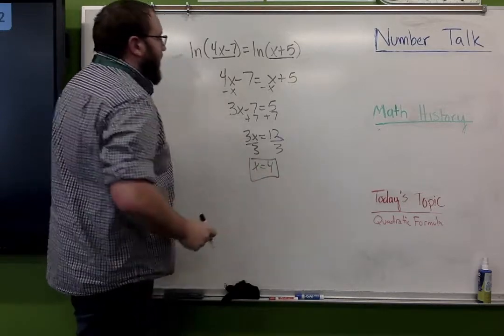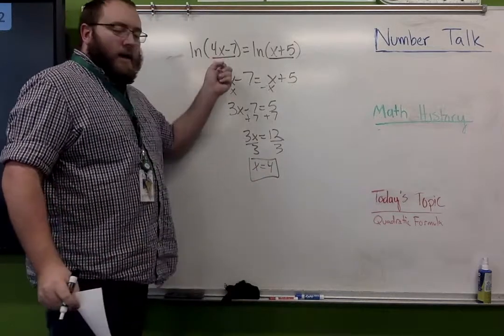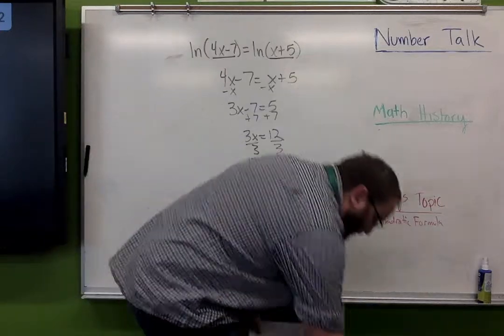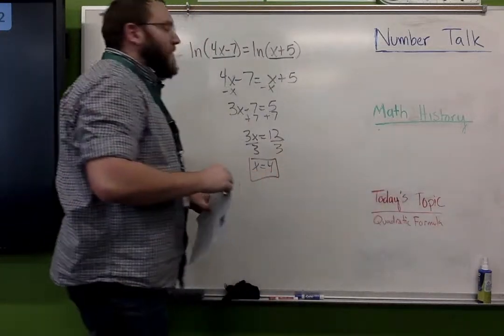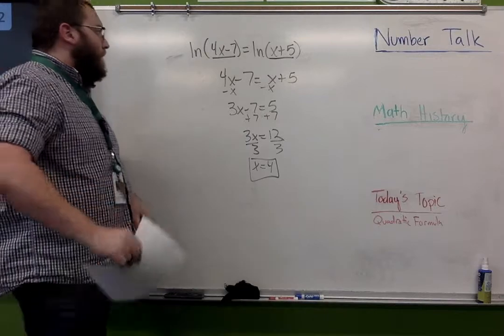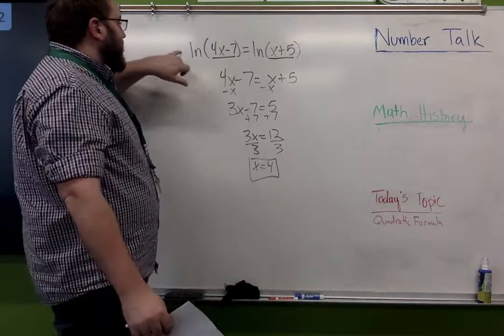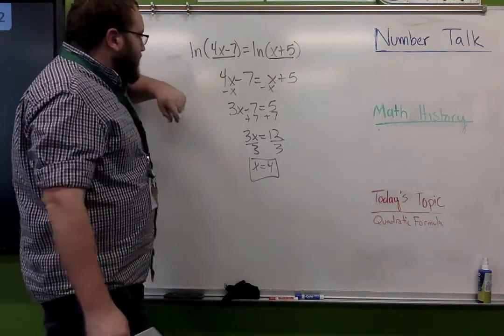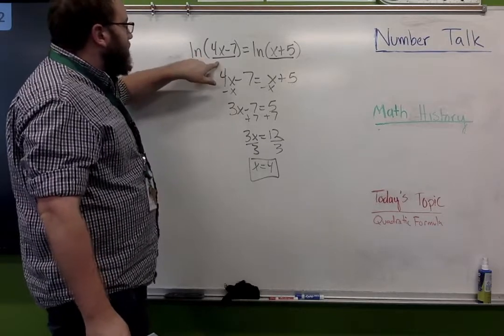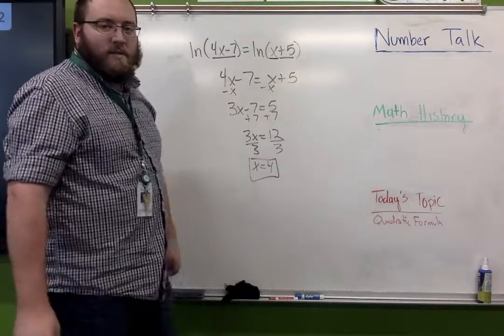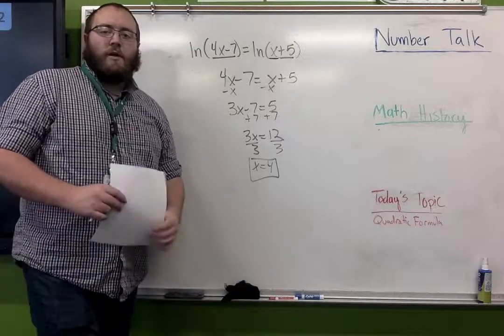x equals 4. I'm going to plug this back in to see if I'm taking a log of a negative, or if I'm taking a log of a 0, right? Because you can't take a log of 0 or negative, for now. Let's see, plug in 4. Nope, no negative. Plug in 4. No negative, no 0. We're good. x equals 4 is our answer.